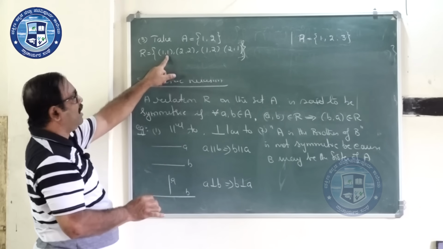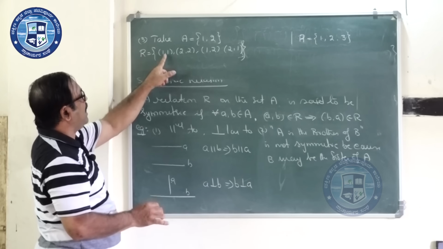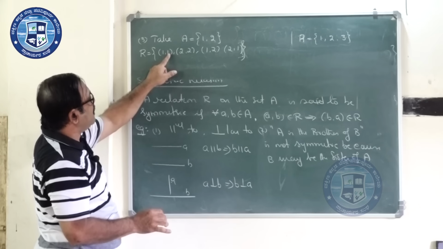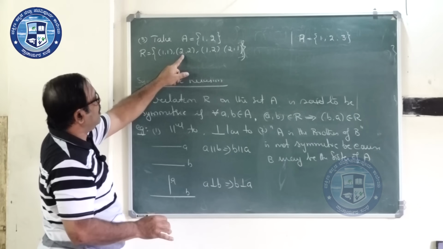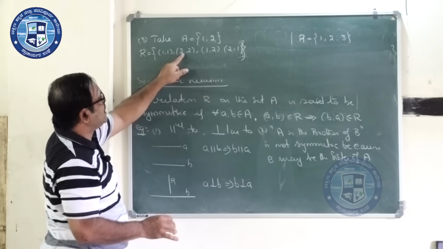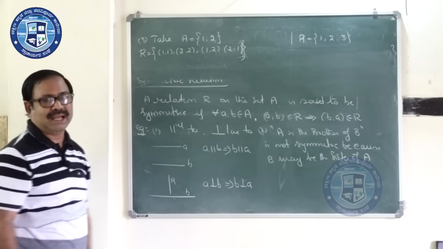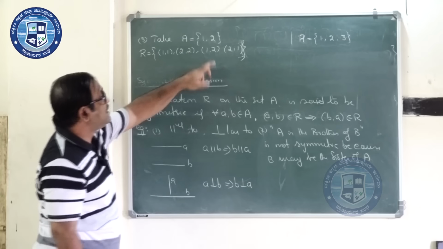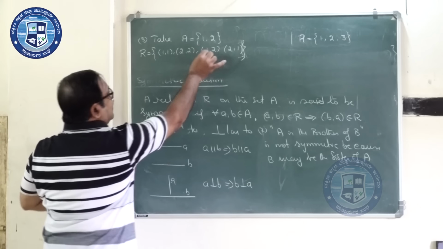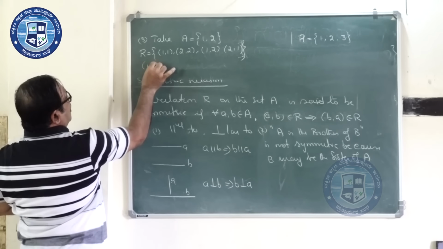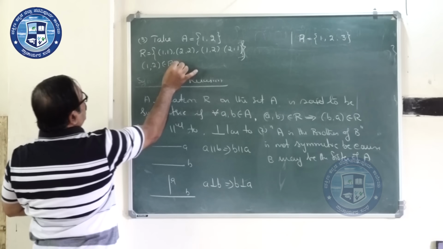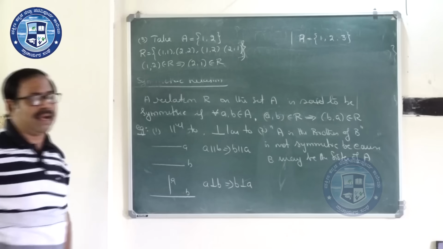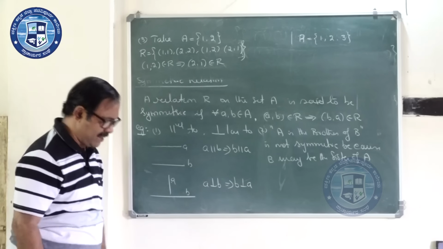See, (1,1) belongs to R means again (1,1) belongs to R. Why? It is equal. If you say A equal to B, B is also equal to A. Here (2,2): if this is equal to this, this is also equal to this. So obviously, trivially, that property holds. Here R is symmetric. (1,2) belongs to R means (2,1) belongs to R. So this is symmetric.